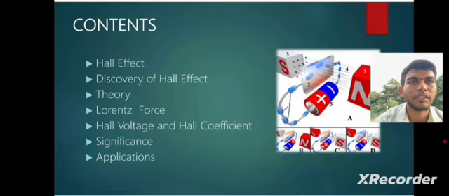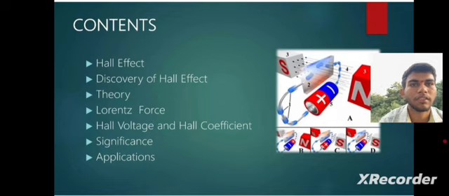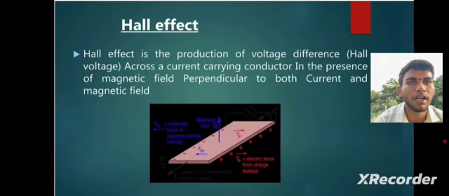Contents: Hall effect, discovery of the Hall effect, theory, Lorentz force, Hall voltage and coefficient, significance, applications. The Hall effect is the production of a voltage difference, the Hall voltage, across a current-carrying conductor in the presence of a magnetic field perpendicular to both the current and the magnetic field.